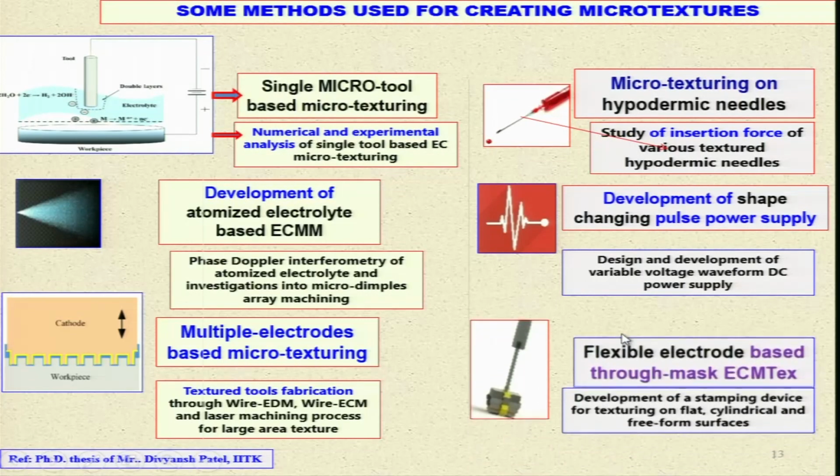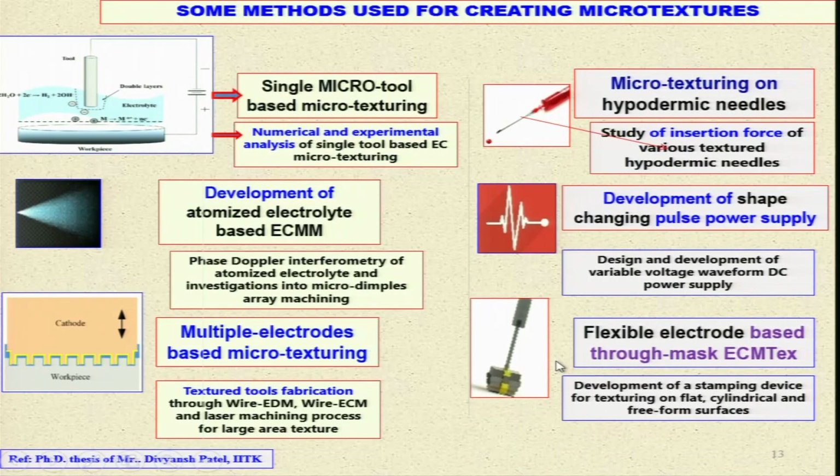Now, you can see that there are free-form surfaces, curved surfaces, where texturing, microtexturing, or nanotexturing is very difficult. So, Dr. Divyansh Patel has proposed a flexible electrode which can adapt itself according to the shape of the workpiece, and that is known as a flexible electrode. He has used it for electrochemical microtexturing. And here a mask was used, that is why it is through-mask electrochemical microtexturing.